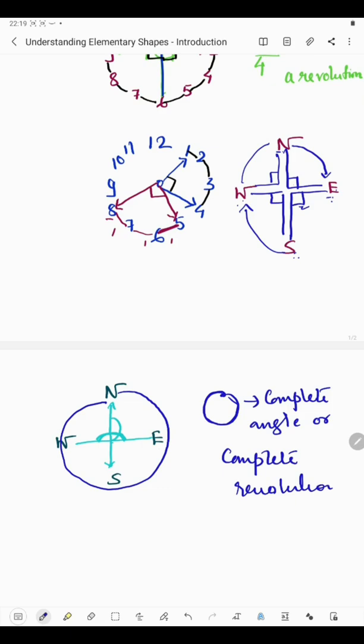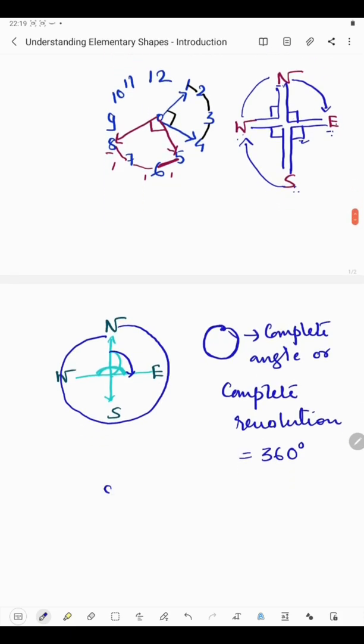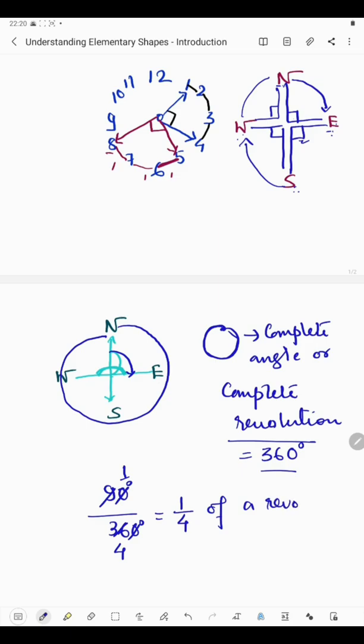Okay, which means 360 degree. Complete angle or complete revolution means 360 degree. Now suppose if you want to move from north to east, that means it forms 90 degree and complete revolution is 360 degree. So what part of the revolution is it? If it forms 90 degree, then 0 0 cancel, 9 1s are 9, 9 4s are 36. That means it is 1/4 of a revolution.